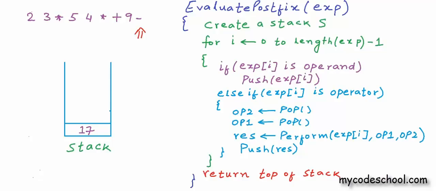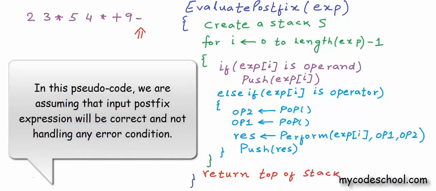You will have to take care of some parsing logic in actual implementation. An operand can be a number of multiple digits, and then we will have a delimiter like space or comma, so you will have to take care of that. Parsing operand or operator will be some task. If you want to see my implementation, you can check the description of this video for a link.